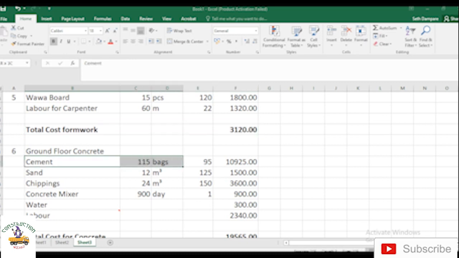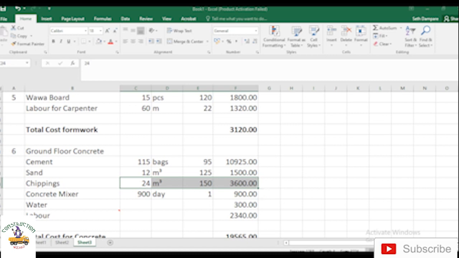We needed 115 bags of cement, and at that time cement was 95 cedis, so it amounted to 10,925 cedis for the total bags of cement we bought. The sand also cost us 1,500 cedis. We needed 12 cubic, and 1 cubic was 125 cedis. And the chippings also, we needed 24 cubic, and the 24 cubic cost us 3,600.